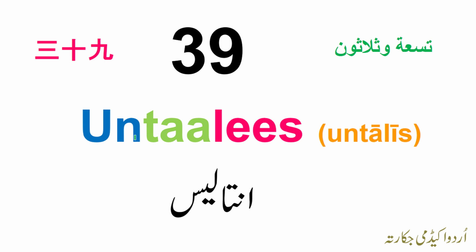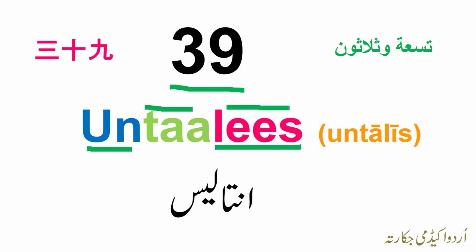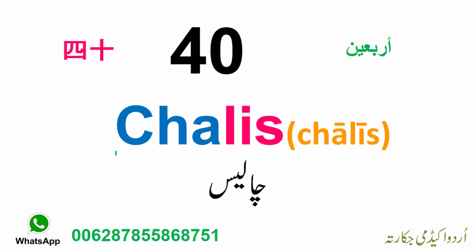And in second last we have 39 Untalis. 39 is followed by 40, therefore we use lees which is chalis. So 39 is untalis, unta and then say lis, untalis, 39. And in the last we have 40, chalis. At the end let's have a quick revision.